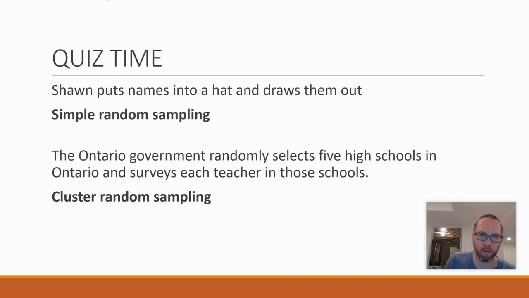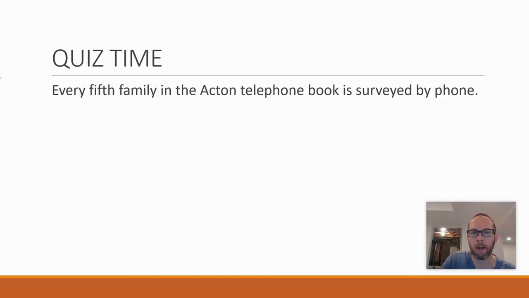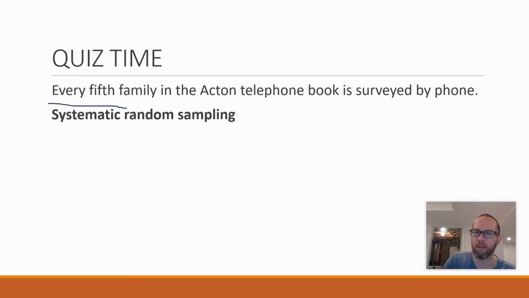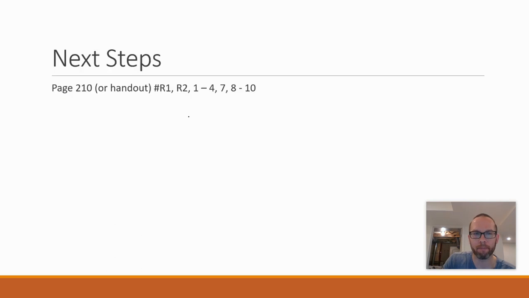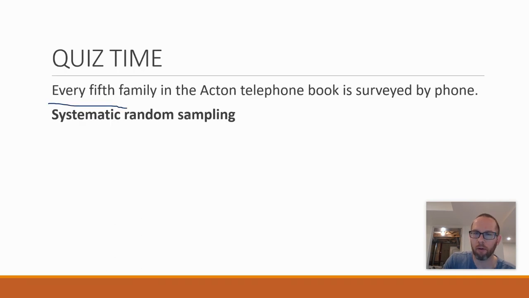On to the next 1 or 2. Every 5th family in the Acton telephone book is surveyed by phone. And the key word or phrase there is every 5th. That indicates it's a systematic random sample.